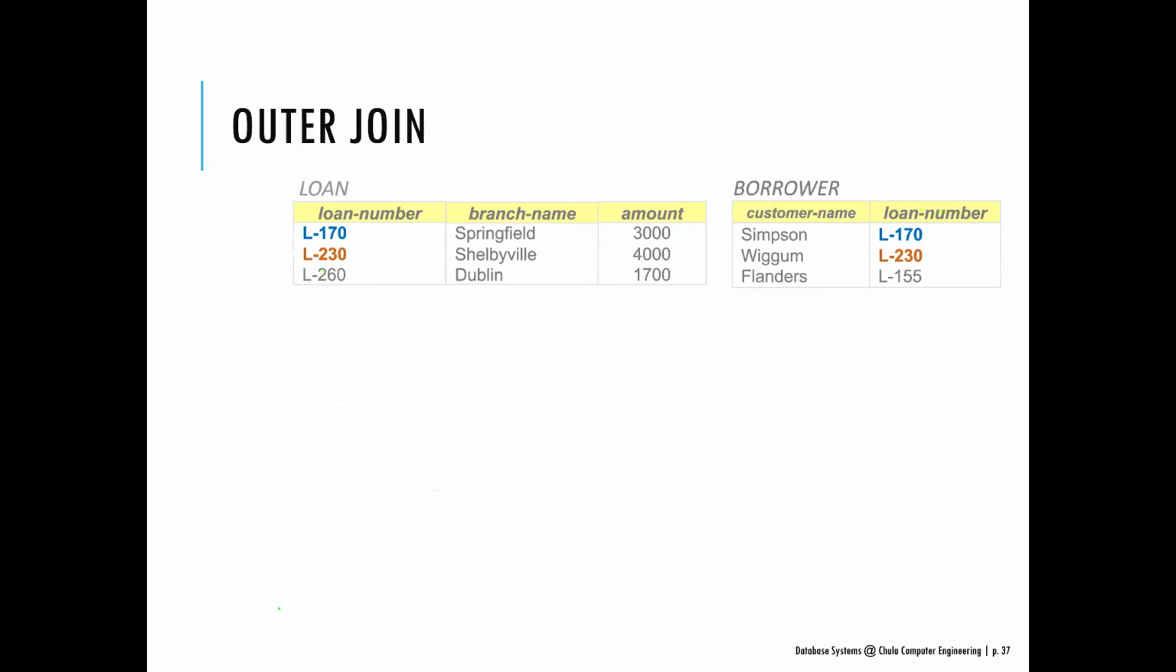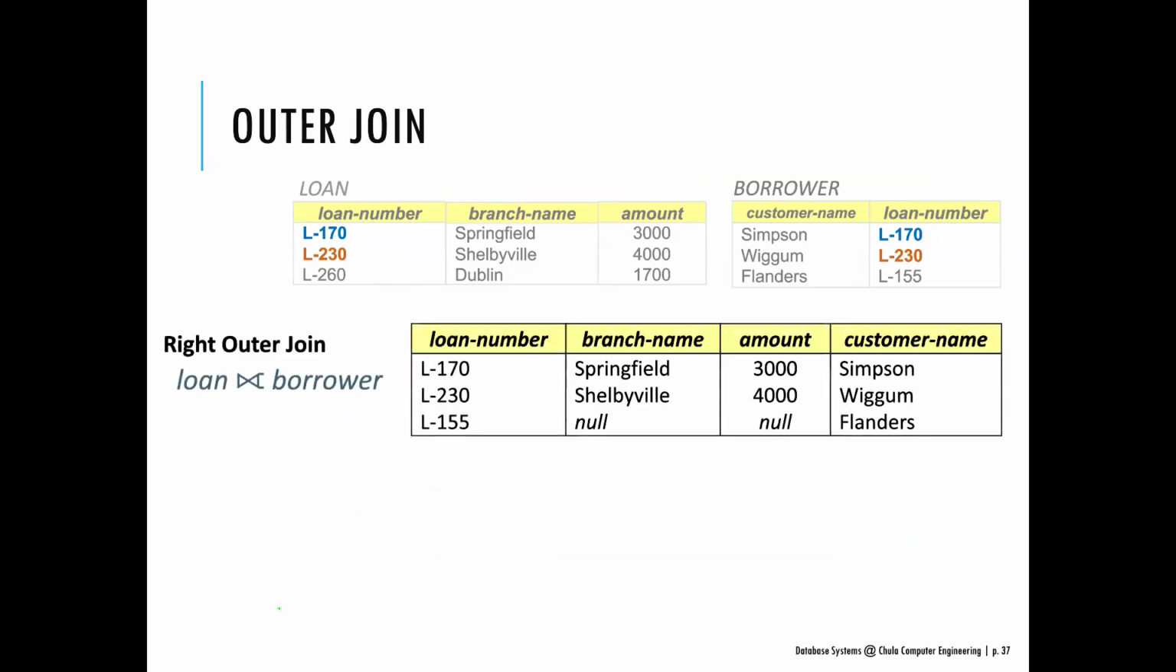Okay, so the same thing will be done with the right outer join, but this time, you keep anything on the right side, right? So let's say I have loan right outer join borrower. So I have to keep everything from borrower. I have customer name here, I have loan number here. So loan numbers 170, 230, and 155 will be kept. And then you cannot find 155 on the left, right? So you have to patch null for branch name and amount.